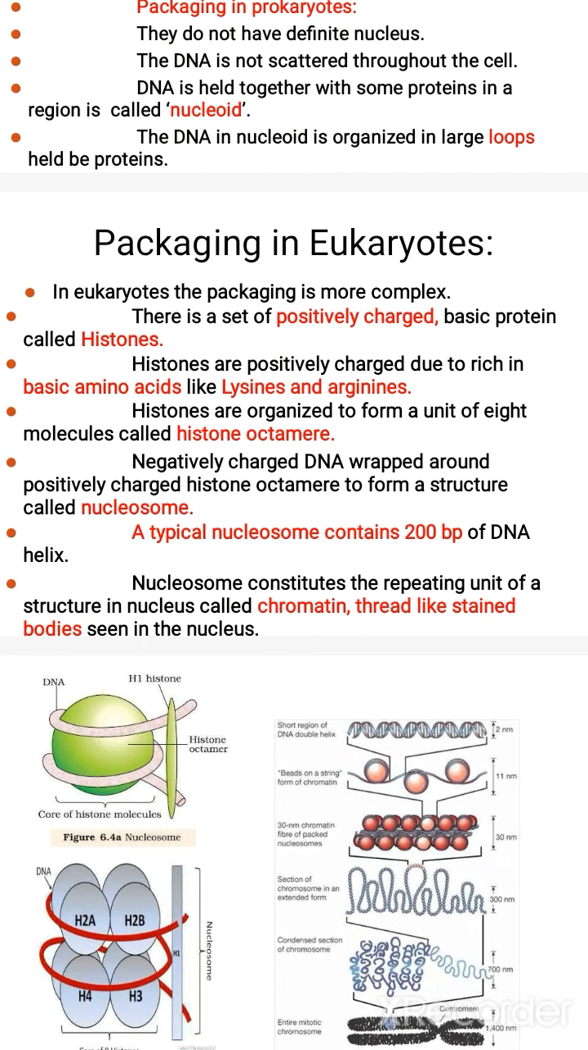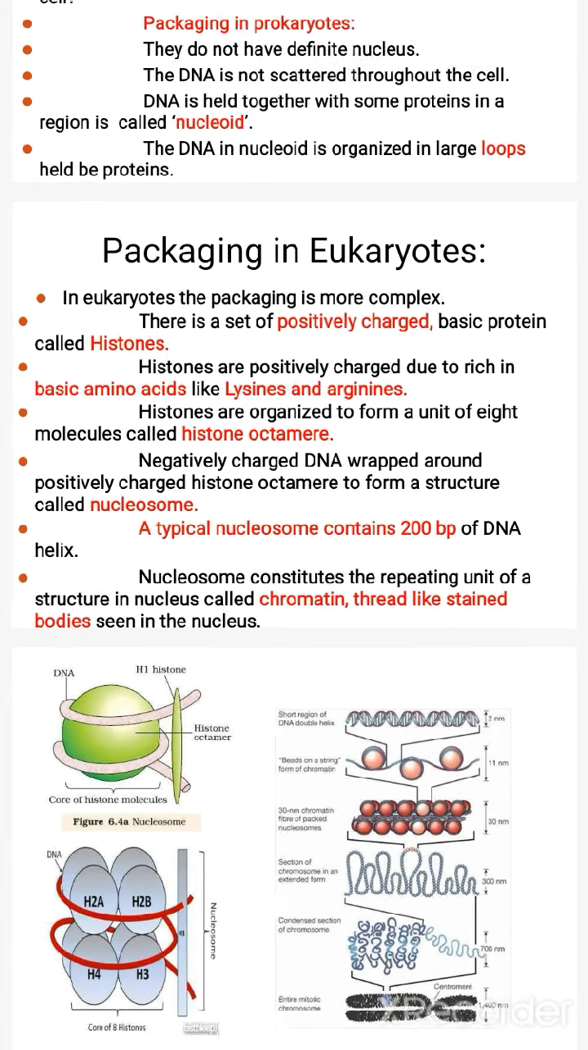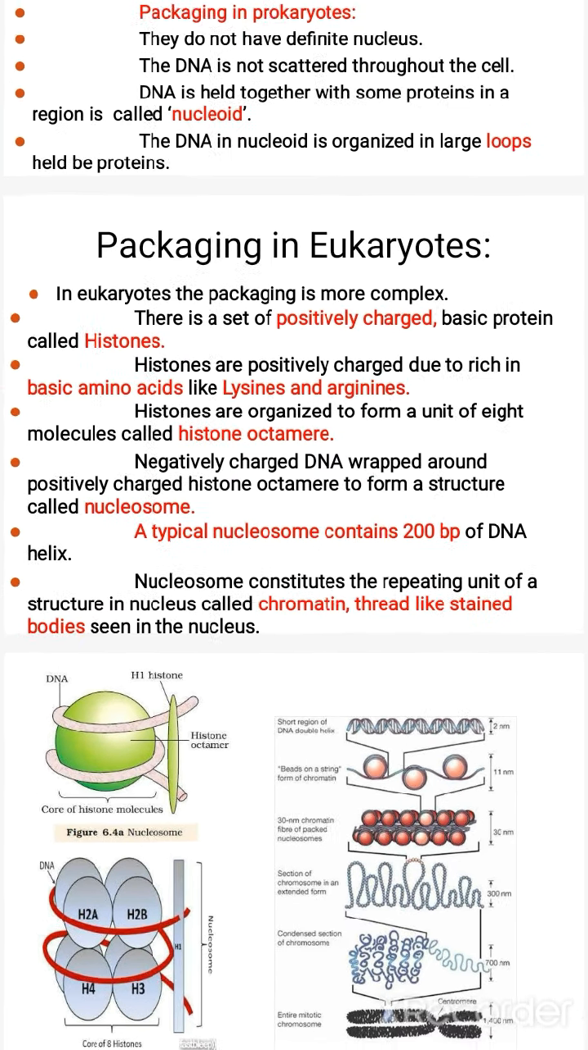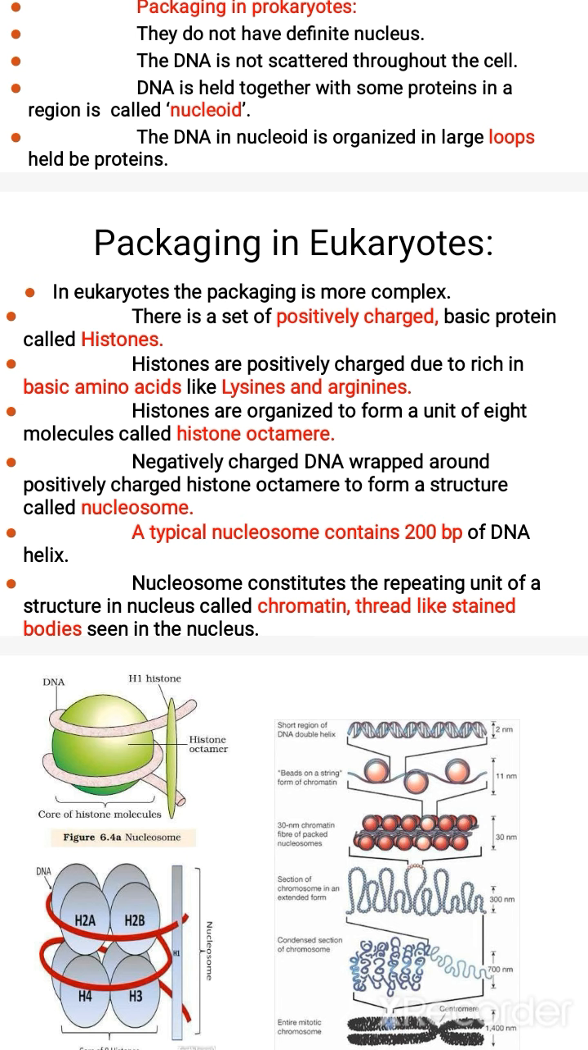DNA is acidic, and it is coiled around positively charged basic proteins, which you call histones. Histones are positively charged, as they are rich in basic amino acids lysine and arginine. So around that, the negatively charged DNA is wrapped. The DNA is the acidic form and the histone is the basic form. It is wrapped around that.